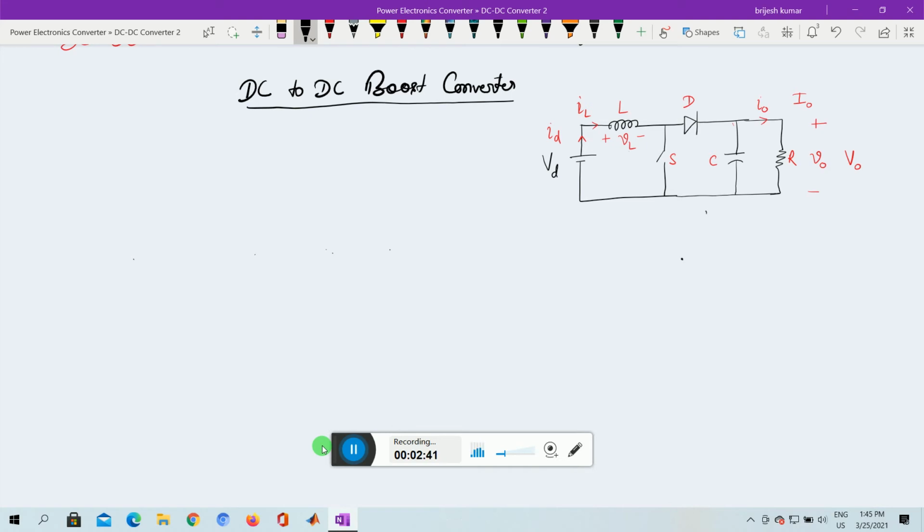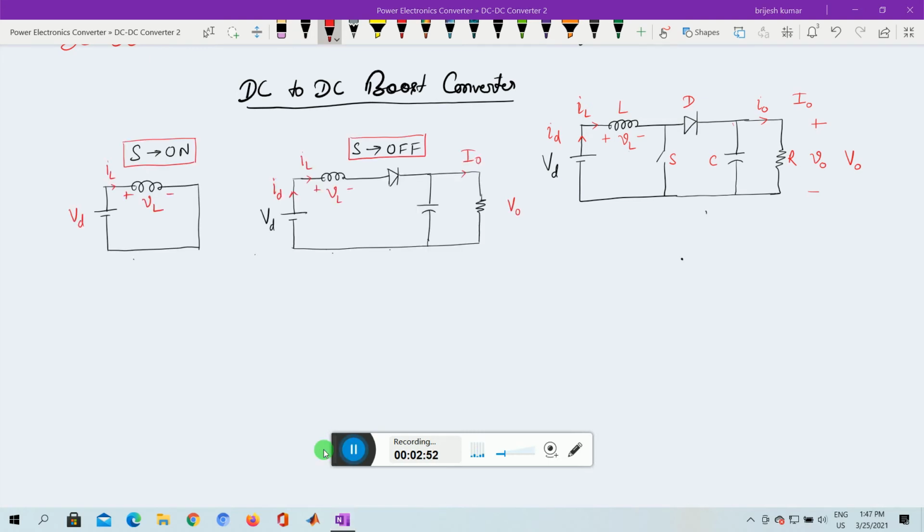When the switch is on, we will get a different circuit. So we get two cases, let us draw them here: when the switch S is on and when the switch S is off. Here is the circuit. When it is on, it is like a short circuit over here, and we get VD and VL in series. When it is off, VD and VL and the diode with the capacitor and resistor will be connected as shown in this second figure.